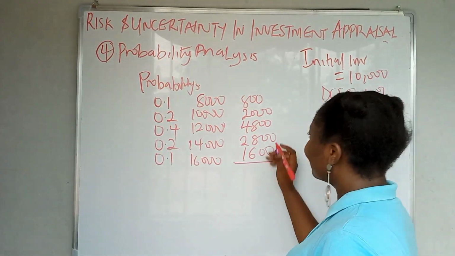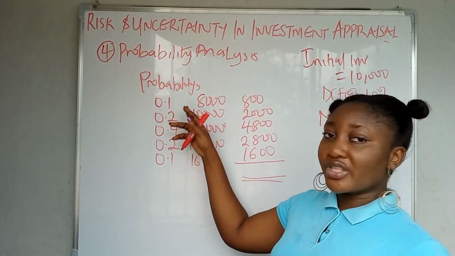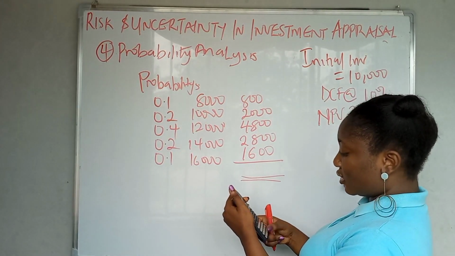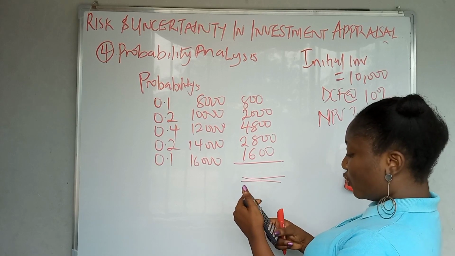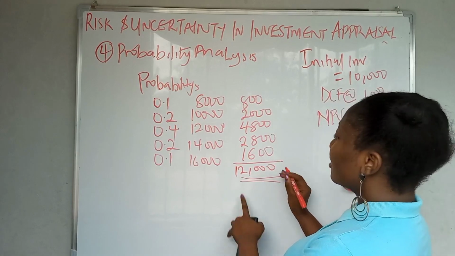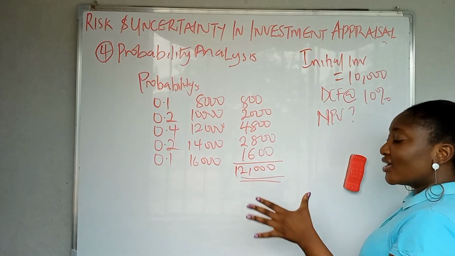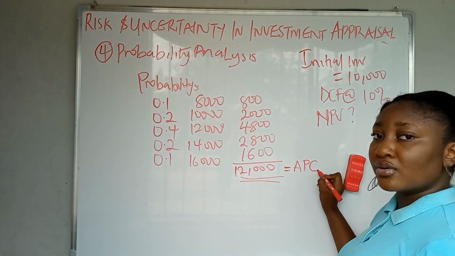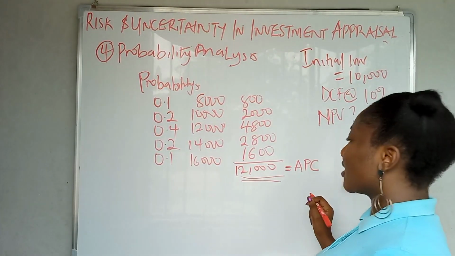Right? So you will now add these possible outcomes together. You have married them with their probabilities, then you add them together. So this is 800 plus 2,000 plus 4,800 plus 2,800 plus 1,600. That gives you 12,000. Okay, it has put everything into a figure, and it is giving you 12,000. So the average possible cash flow, that's what it focuses on, is 12,000. It is this 12,000 you now go and use in your investment appraisal, right?